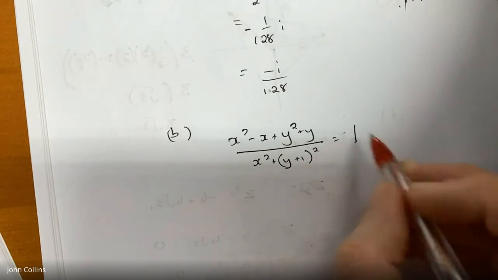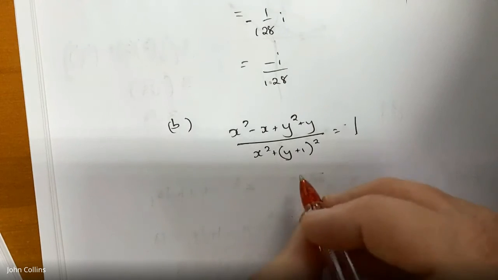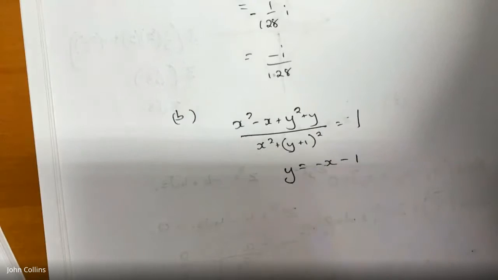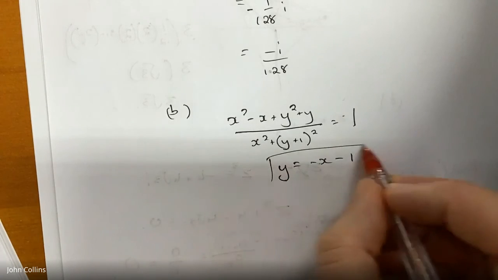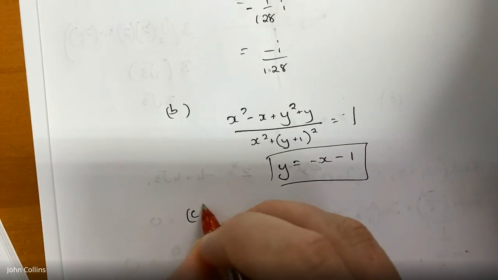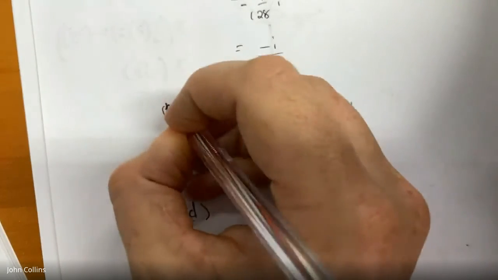With all this rearranging, multiplying and cancellations, you ended up with what? Y equals negative x minus 1. Okay, so that is the condition, I suppose. If y equals negative x minus 1, then the real part will be 1, sorry. Yep, so that is the condition. That's the answer, pretty much. No, that was C. That was part C.